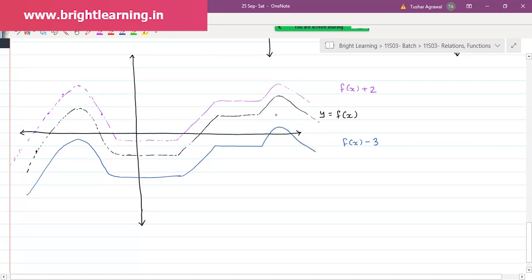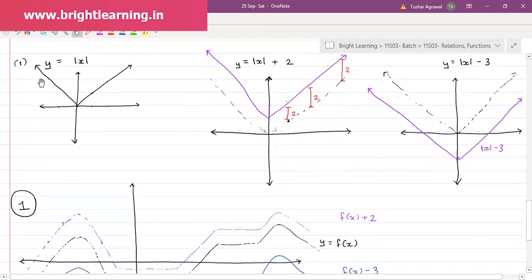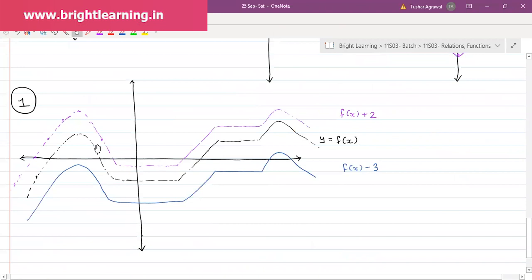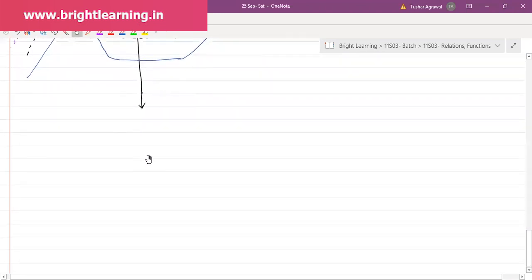This is the first transformation: f of x plus something, f of x minus something. Is this clear? This is the first transformation. I first explained it with the example of the mod function, and now this is for any random shape. f of x can be any random shape, plus a constant or minus a constant. The graph shifts along the y-axis, upwards or downwards.